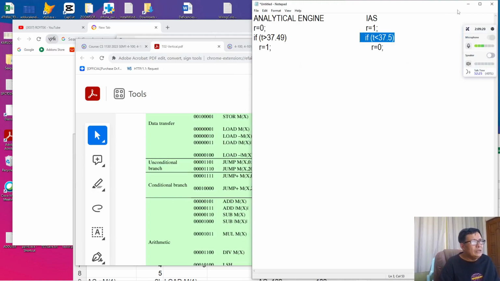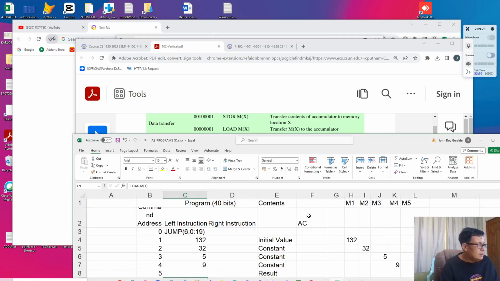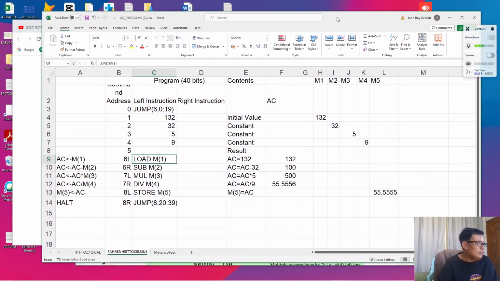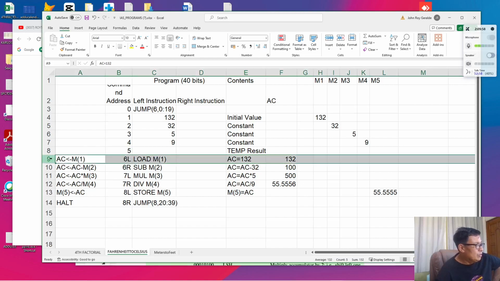So I'm using here the same worksheet which I've shown you to compute the Celsius equivalent of a Fahrenheit temperature. This time, we are going to determine if the temperature result, which is stored in M5, is within the range of fever for human beings. Remember that when a person gets a temperature of 37.5 Celsius or higher, then he is said to have fever. Anything lower will be considered normal.